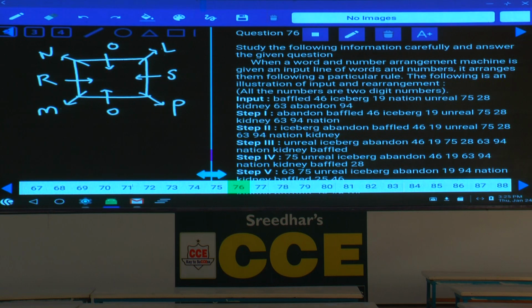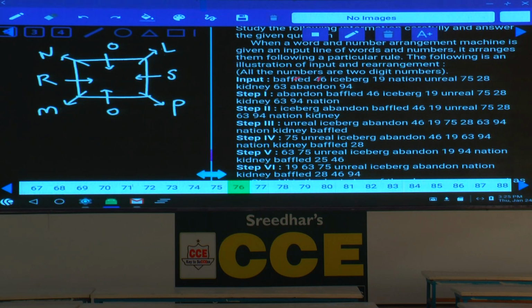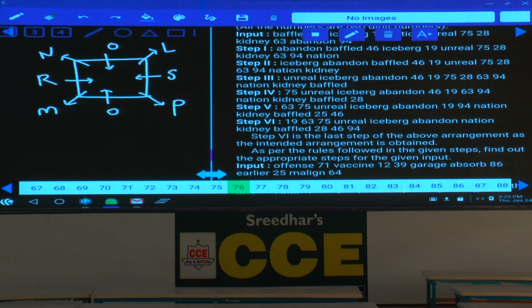Baffled 46, iceberg 19, nation, unreal 75, 28, kidney 63, abandoned ends 94. Hence, tell me how many elements are there in the given input here? 1, 2, 3, 4, 5, 6, 7, 8, 9, 10, 11 and 12. In total we have 12 elements given in the input.